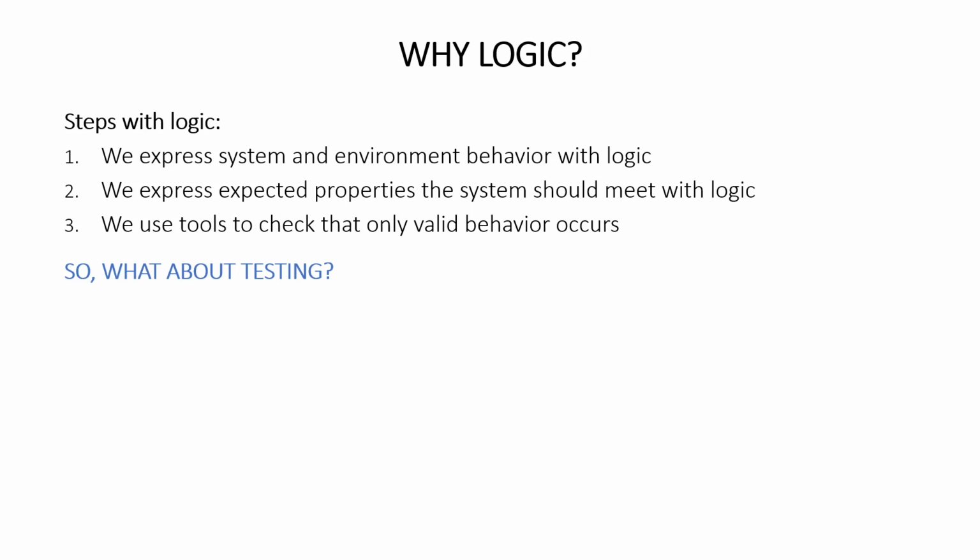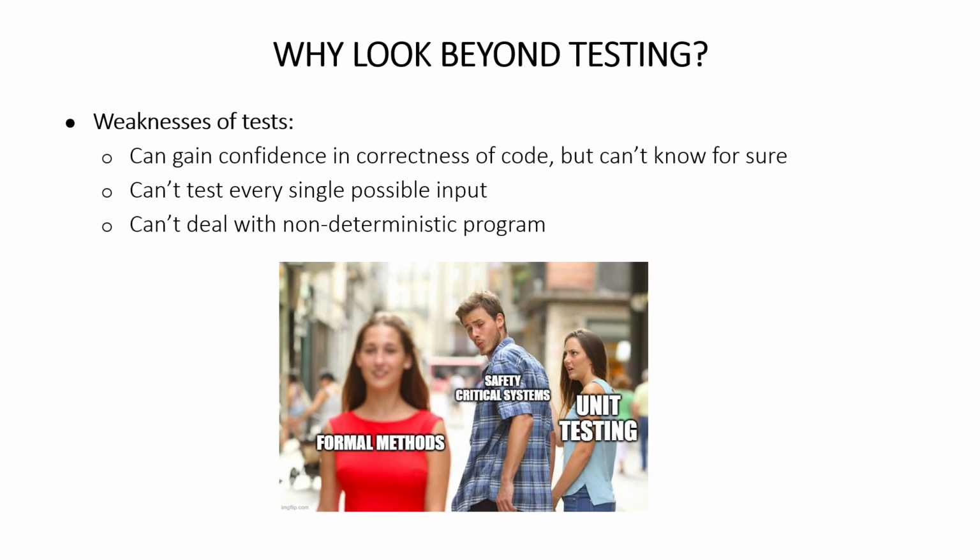So does this remind you maybe about software testing? What's the difference with software testing? You write some system or part of a system, right? So that's here, but maybe in a programming language. Then the expected properties. What's that in software testing? That's your test cases, right? So that's the test cases you write. And then you check that only valid behaviors occur. That's, well, executing the test cases on the code that you've written, right? So what's the difference? Why not simply use testing?